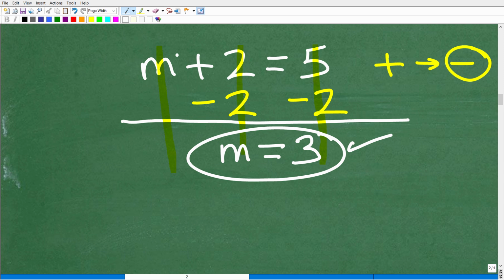Of course, we could check that. We can replace this m with a 3. 3 plus 2 is 5. 5 is equal to 5. That's a true statement. There you go.